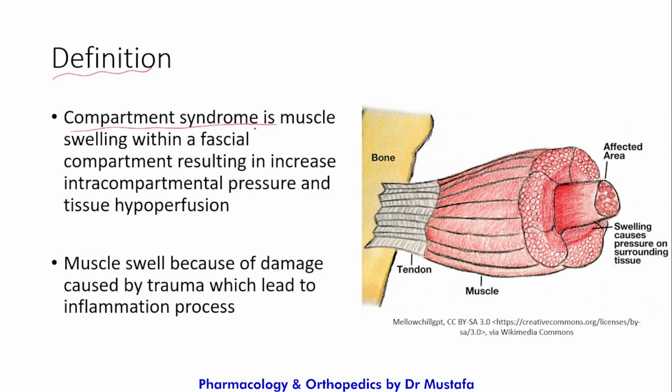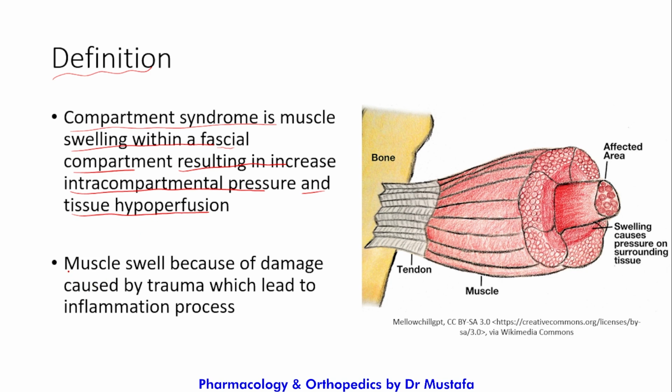So the compartment syndrome is muscle swelling within a fascial compartment. Now the fascial compartment is a group of muscles and vessels and nerves that are surrounded by fascia. So it is muscle swelling within the fascia, resulting in increase in intracompartmental pressure and tissue hypoperfusion, because the pressure is going to obstruct the capillaries that give blood to the muscles. So when the pressure increases, the capillaries would be blocked because of the pressure, and this would lead to tissue hypoperfusion.